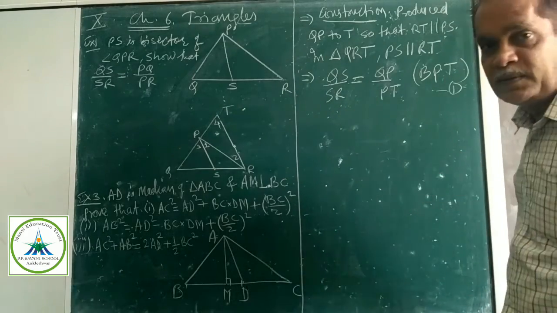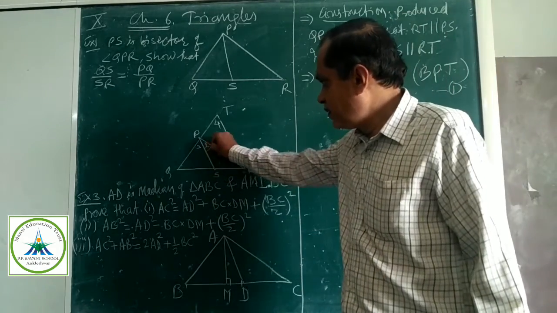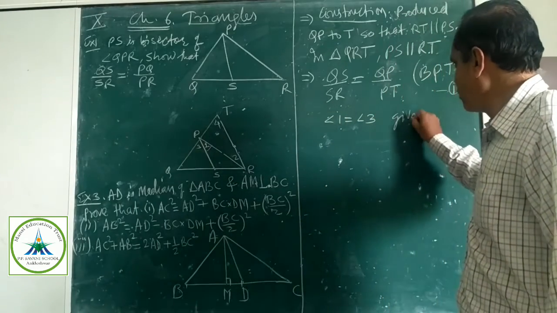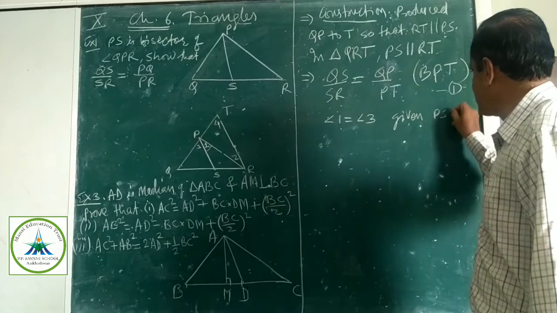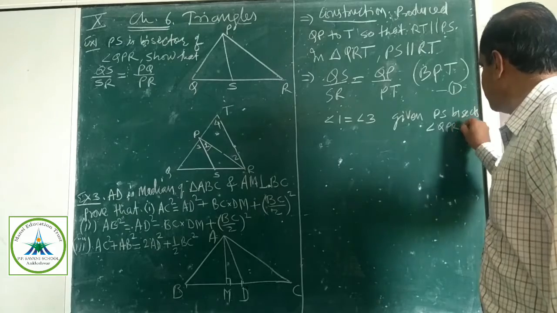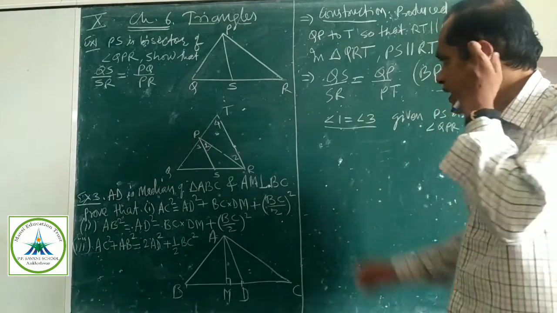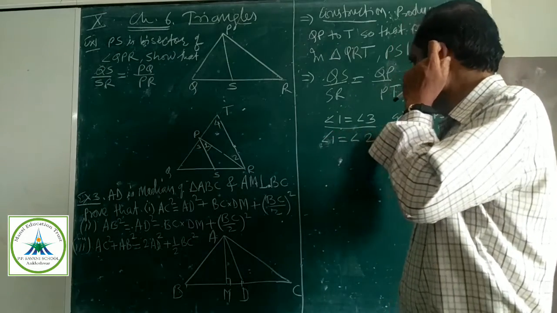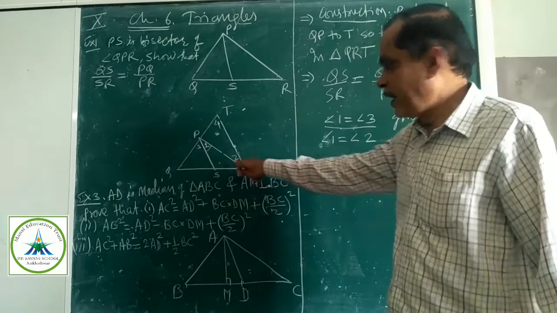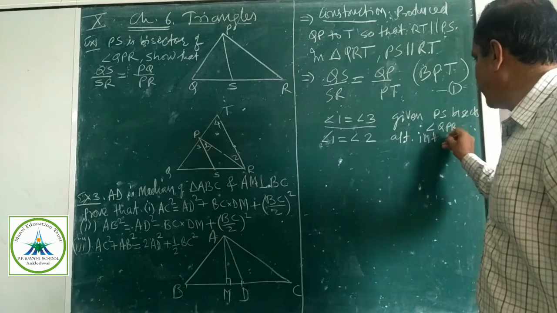Now let us come to the diagram. Look here, all of you. Angle 1 equals angle 3, given, yes or no? PS bisects angle QPR. Right? Now again, angle 1 equals angle 2 because PS is parallel to PR. So angle 1 and angle 2 are alternate interior angles.